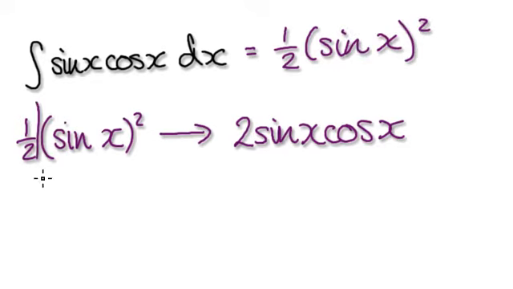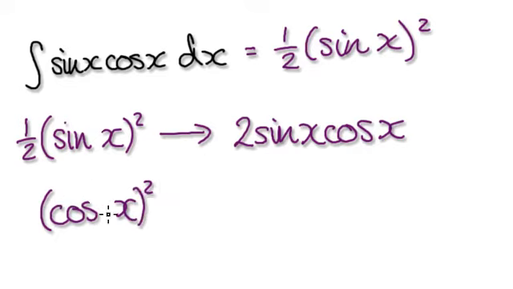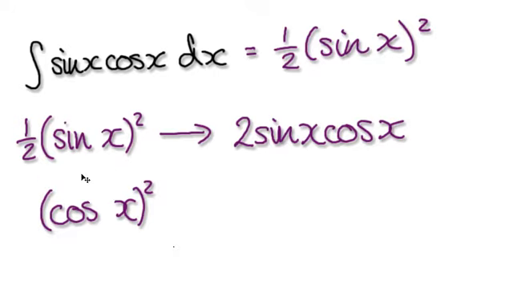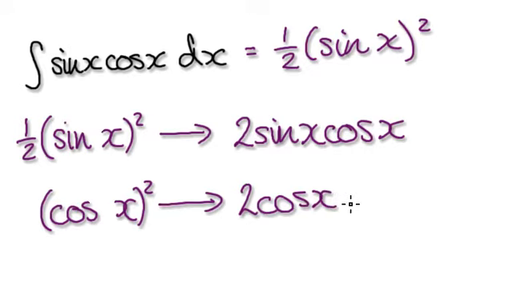Instead of guessing this, we could try and guess this, cos squared of x. Let's visualize it like this. So now let's guess this, and then try and differentiate this. When you differentiate it, it will give you 2 cos x, and then times the derivative of this thing here, which will be minus sine of x.